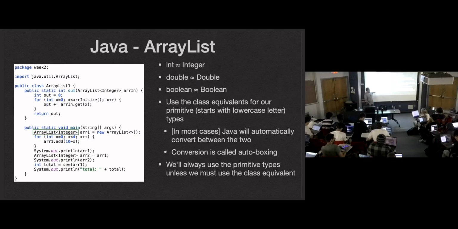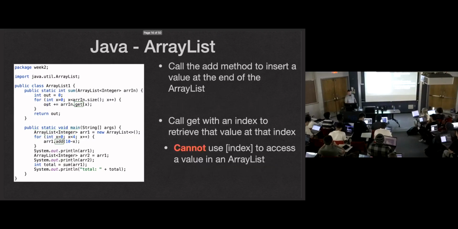So I'll use the primitive types. The only time we need to use the class equivalents is as type parameters in our data structures. That's the only time I'll ever use it. I won't use it as inputs or return values as any of those types. In this class, anyway. Actually, I do that anyway, but in this class for sure.